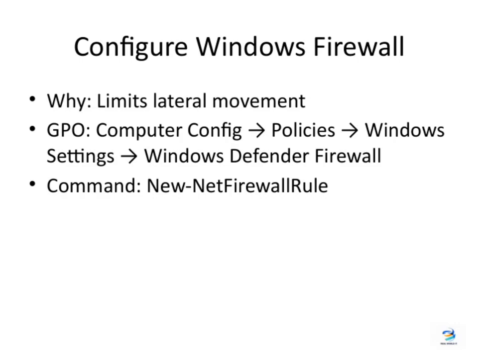Let's talk about why this is important. Limiting lateral movement is a critical aspect of network security. By restricting how far an attacker can move within your environment, you reduce the risk of widespread damage. To do this effectively, we use Group Policy Objects, or GPOs, which are found under Computer Configuration, then Policies, followed by Windows Settings, and finally Windows Defender Firewall. This structured approach helps ensure consistent application across all machines.